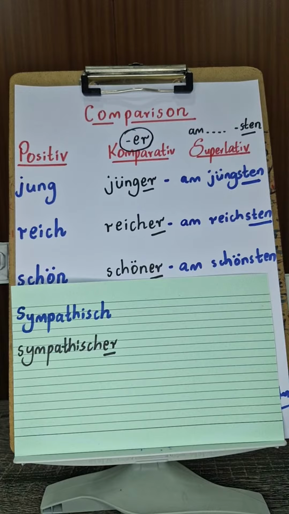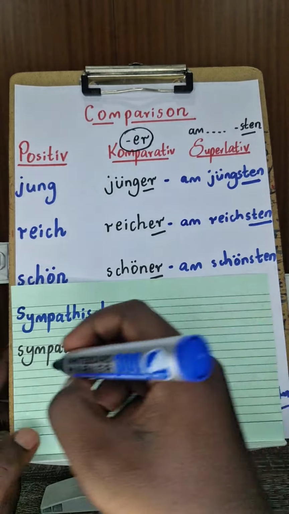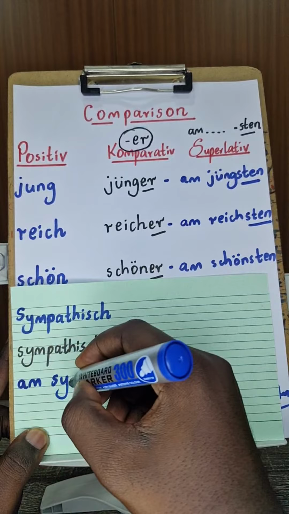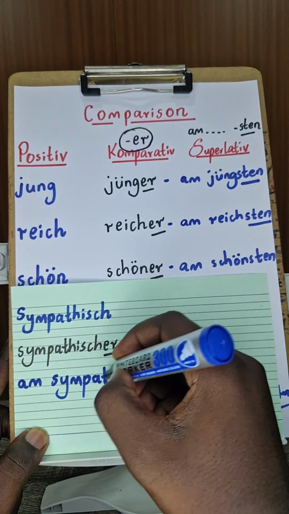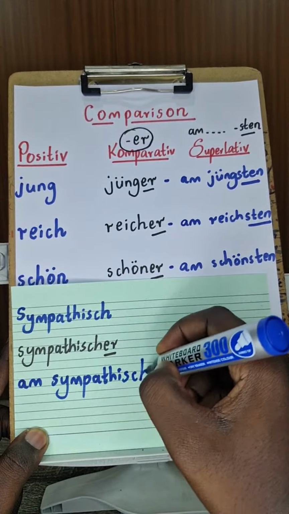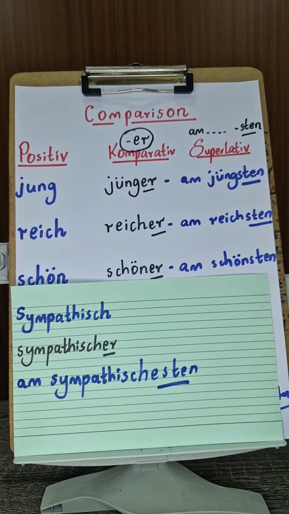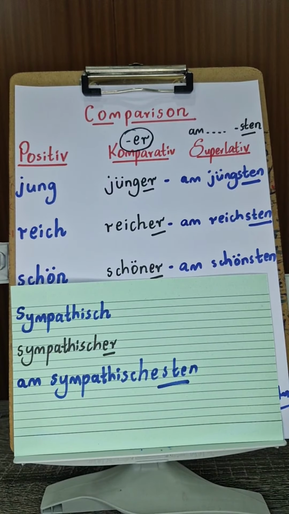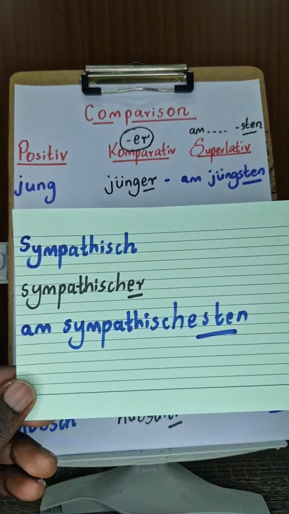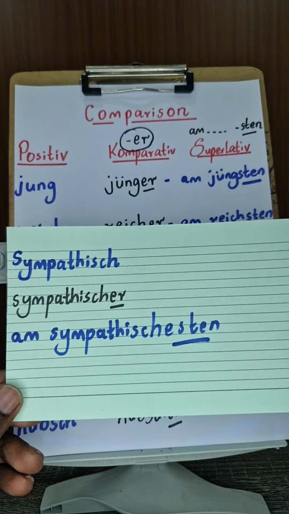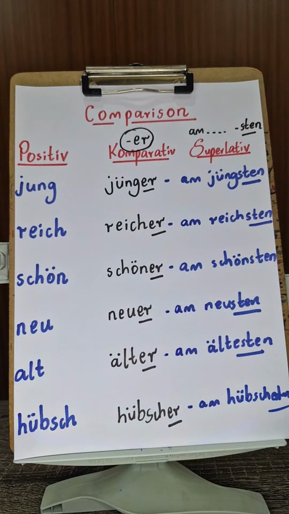All right? And then in the superlative, it becomes am sympathischesten. Sympathisch, and then I add the esten. Sympathisch, sympathischer, and then am sympathischesten. You're seeing the same pattern, just like that one. Sympathisch, sympathischer, am sympathischesten.